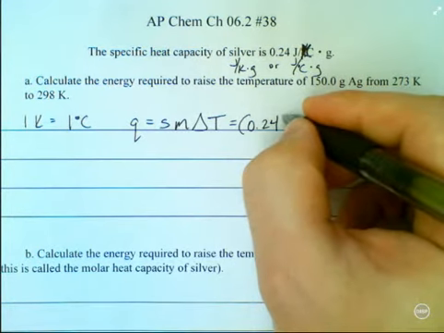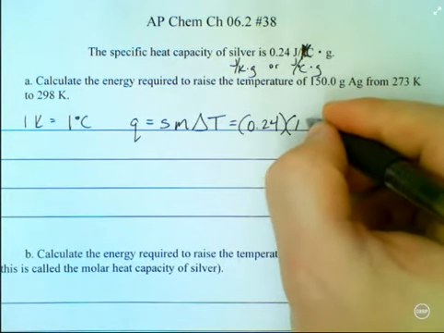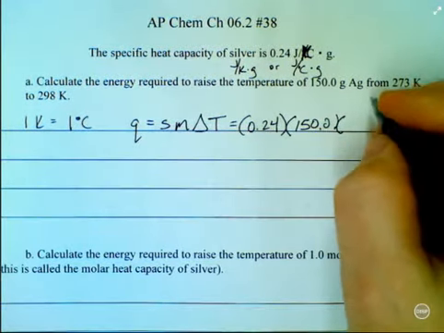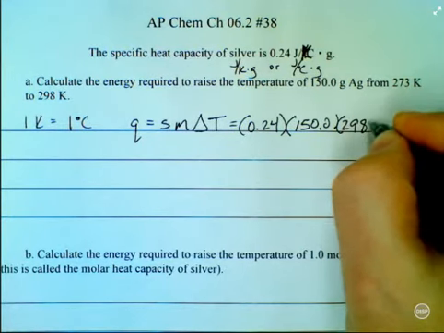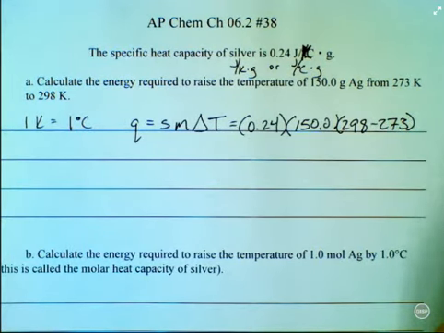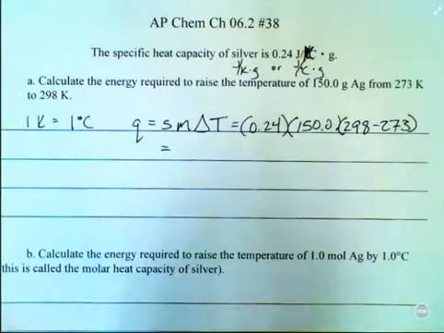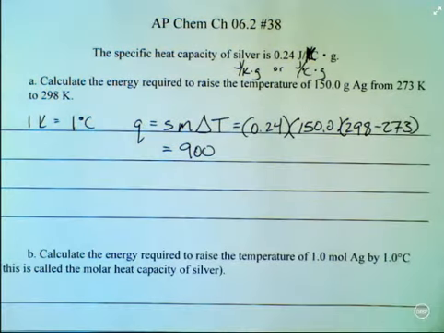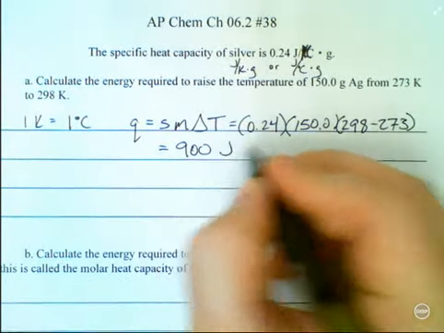0.24, 150.0, and then 298 minus 273. Alright, so doing a little bit of calculating here. I'm going to end up with 900. Let's see, and the unit will be joules there.